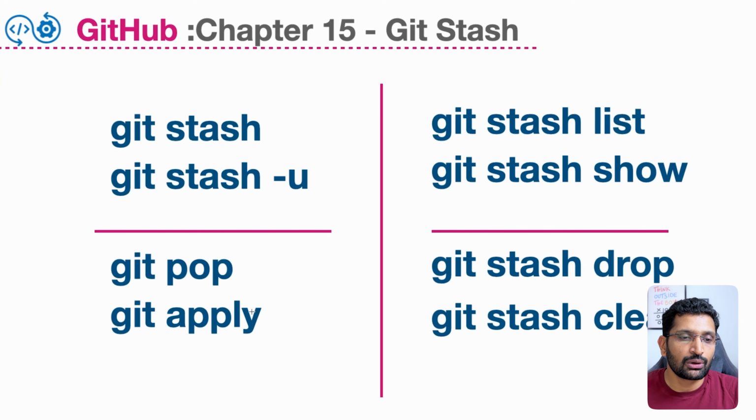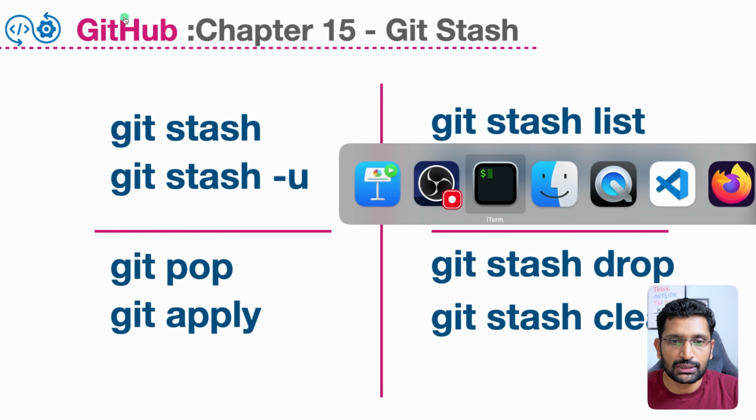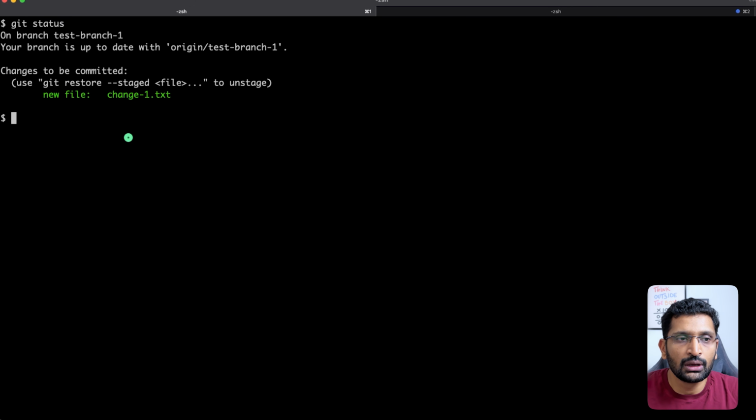Now let's focus on git apply and see the difference between pop and apply. What is the difference between pop and apply? Here I'll take an example once again. I'll take a look at git status. Here you can see the file is change1.txt, and we need to stash it. Right now the current status of git stash list is completely empty. There is nothing in the stash right now.